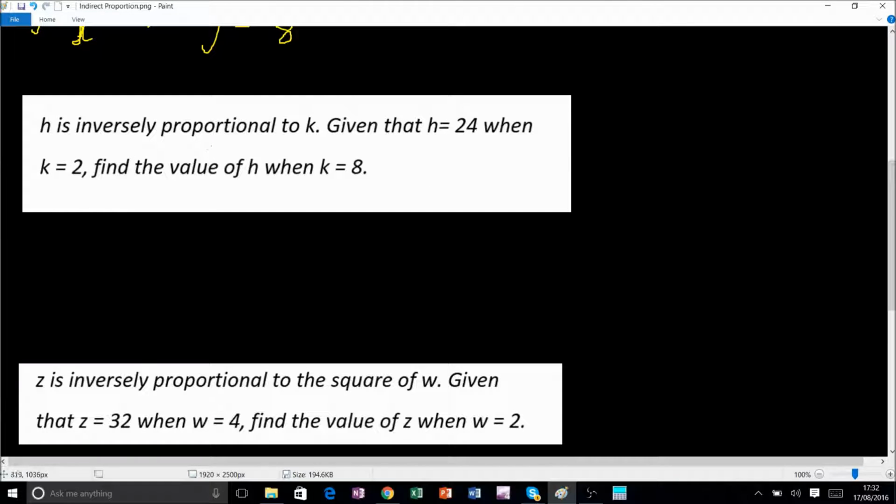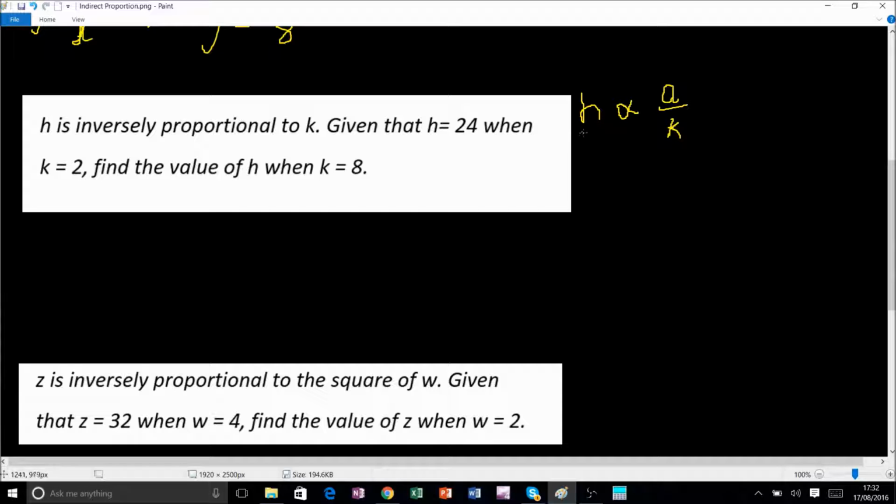Here it says h is inversely proportional to k. This is mixing things up a little bit. So they're basically telling us that h has an inverse relationship with k. Let's have our proportionality constant, and let's call it a this time. So our proportionality constant on top is called a, okay?